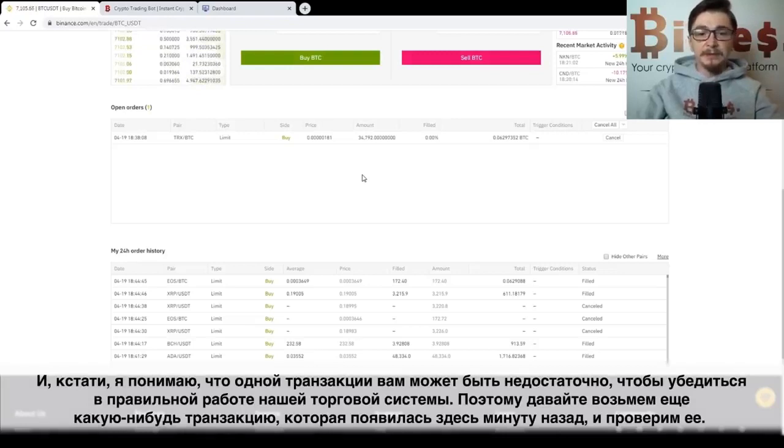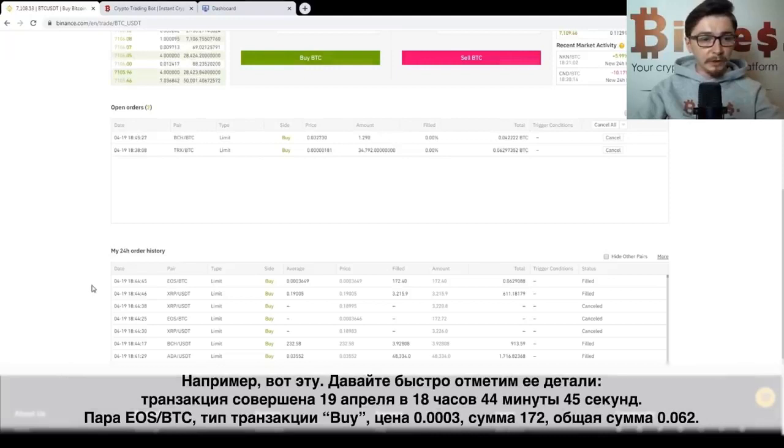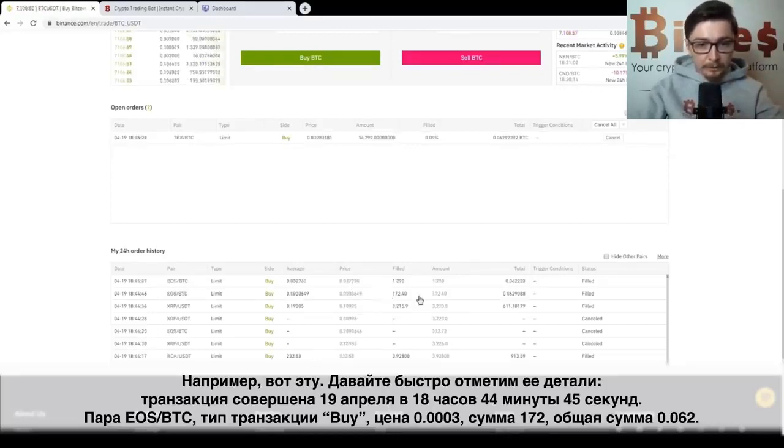Well, my friends, I understand that maybe one trade is not enough to make sure of this, so let's take some new trades that appeared here just 1 minute ago. So let's check it as well. For example, this one. So let's quickly note its details as well. This trade is made on April 19 at 18 hours 44 minutes 45 seconds. The pair is EOS to BTC. It's a buy trade. The price is 0.0003. Amount is 172. And total is 0.062.